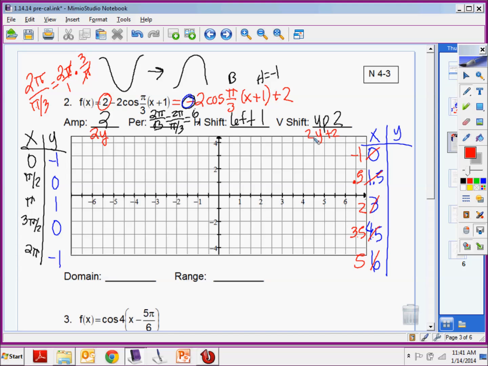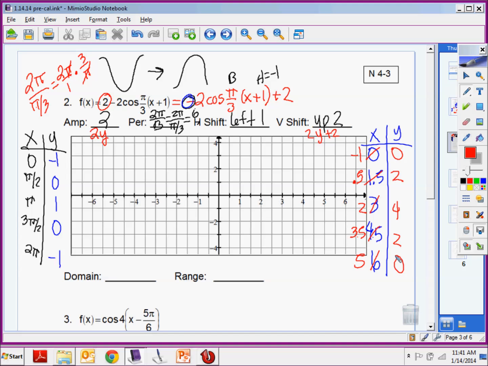So what's negative 1 times 2? Negative 2. Plus 2 is? 0. Beautiful. What's 0 times 2? 0. Plus 2 is? 2. What's 1 times 2? 2. Plus 2 is? 4. And then 0 again gives 2. And last but not least, negative 1 gives 2.